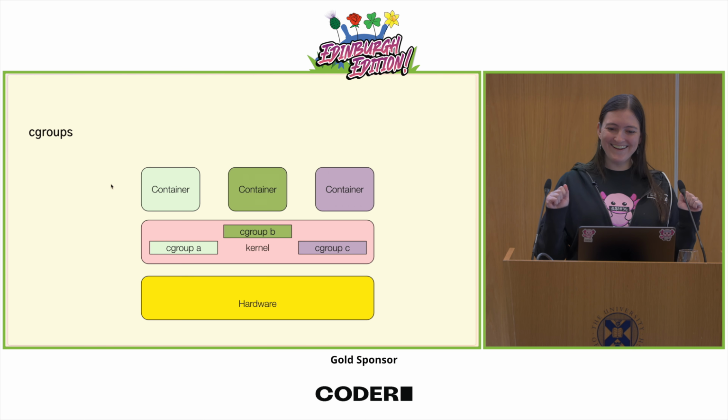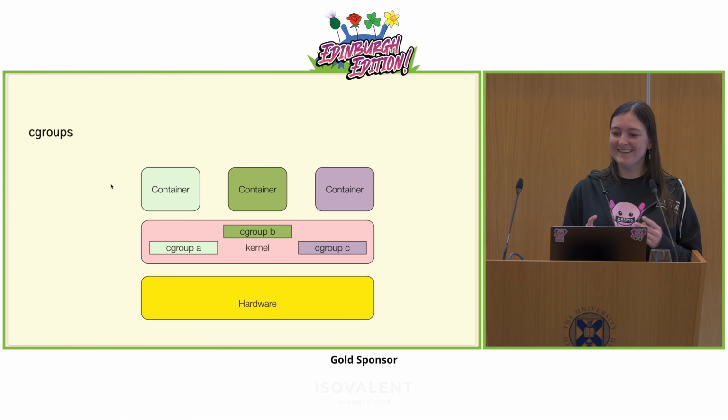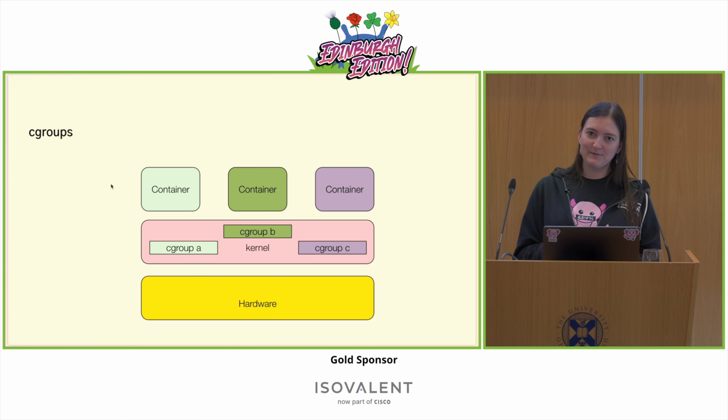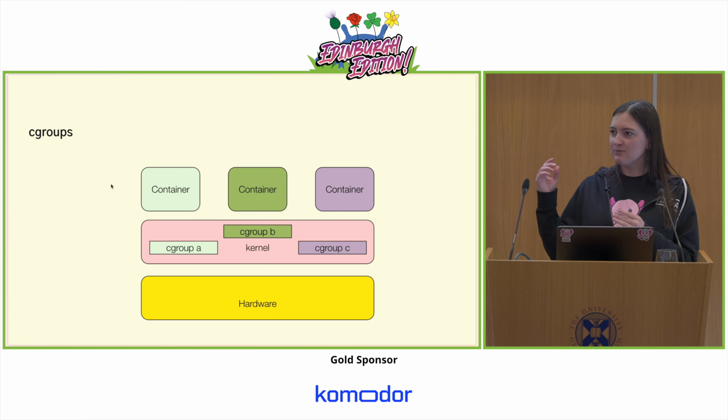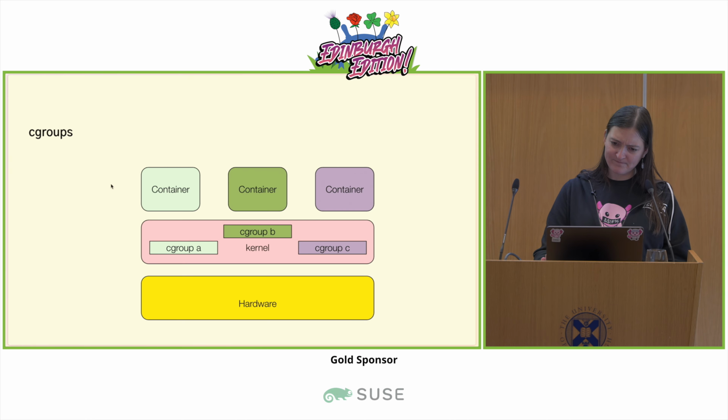Cgroups are a Linux kernel feature that puts limits on the usage of resources, such as CPUs or memory. And in the context of containers, these can prevent things like a noisy neighbor attack, where one container accesses the whole CPU and the other containers don't get access to any of it at all.